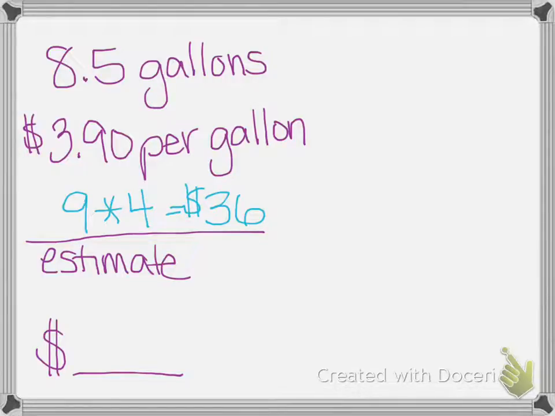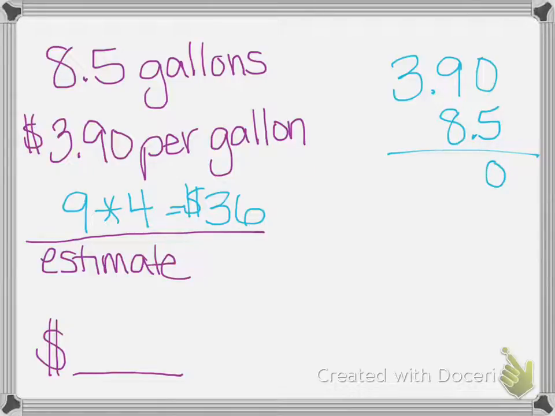To find out how much he actually paid, if each gallon of gas is $3.90 and he bought 8.5 gallons, we need to multiply. So $3.90 times 8.5. And again, right now we ignore the decimals and just multiply as we normally would. 5 times 0 is 0. 5 times 9 is 45. 5 times 3 is 15 plus 4 is 19. So we're finished with the 5.